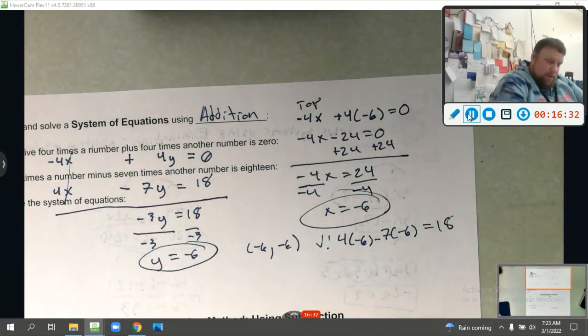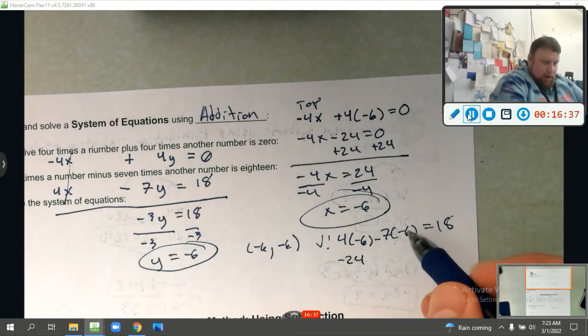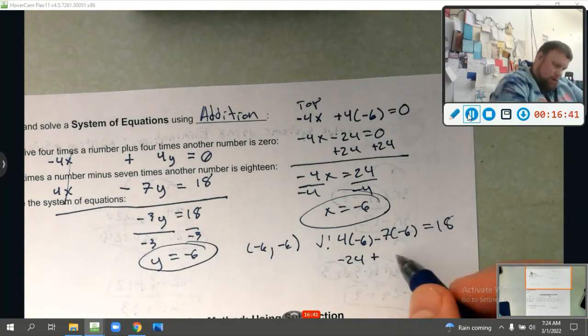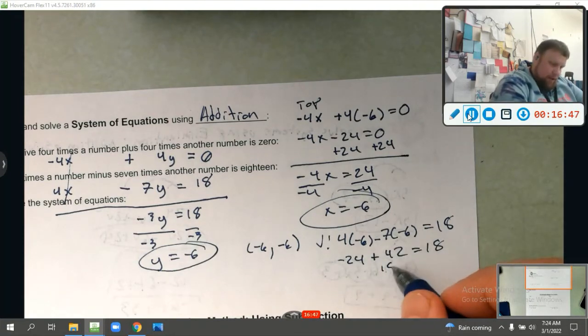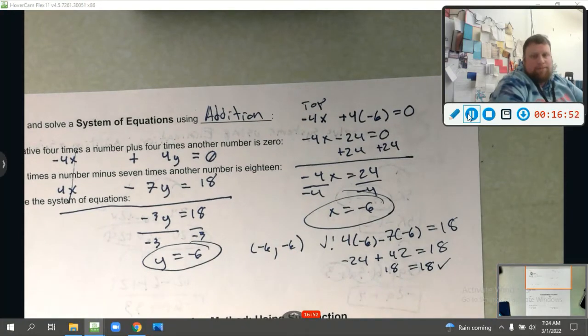4 times -6 is what? -24. Negative times negative is a positive. 7 times 6 is 42. So plus 42 equals 18. And guess what? 42 minus 24 is indeed 18. 18 equals 18. Boom. We're good to go.